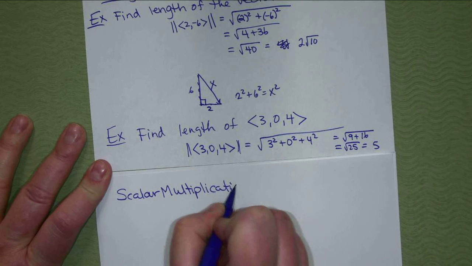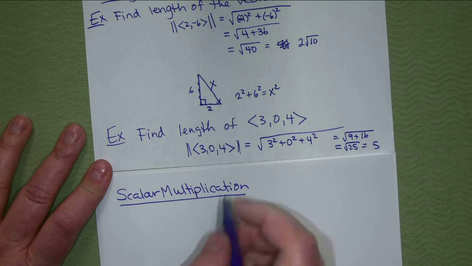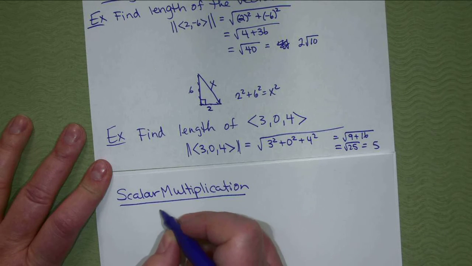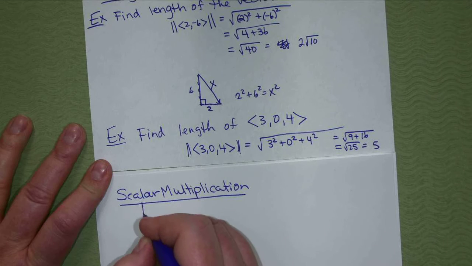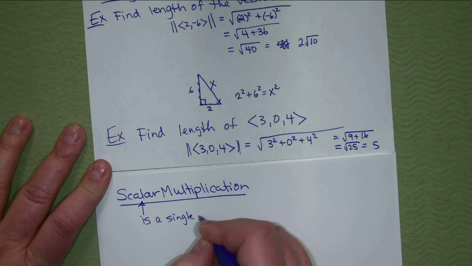Scalar multiplication. So scalar multiplication is, scalar means a real number, and in linear algebra we don't just say real number because they're all real numbers in and taken however many you want. The scalar is a single real number. So a scalar, let's say, is a single real number.